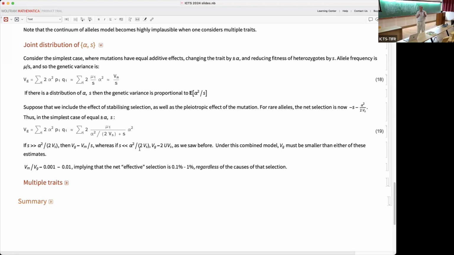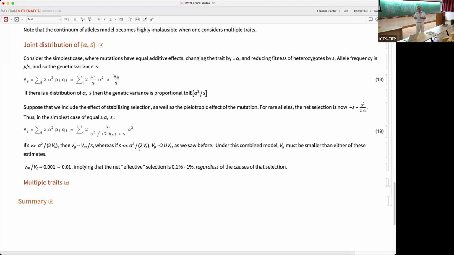And as everyone knows, Drosophila only has one important trait, the bristle number. Actually, it has abdominal bristles and sternopleural bristles, right? So that's what people measure. So she looked at the effect on bristle number and on fitness, or rather viability, as a proxy for fitness. So you have a joint distribution of a particular mutation of alpha and S, and she measured this joint distribution.